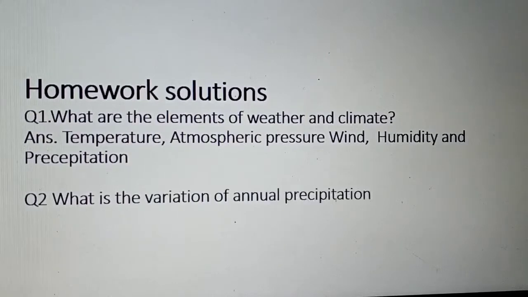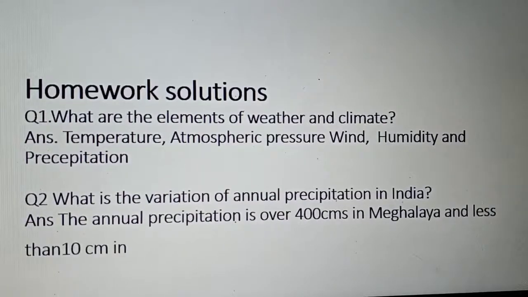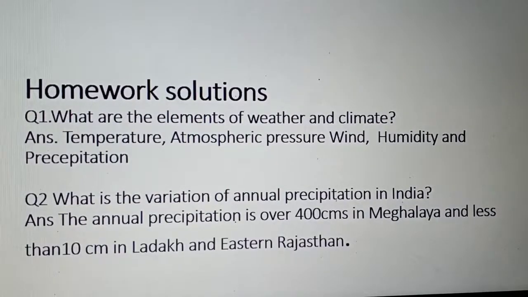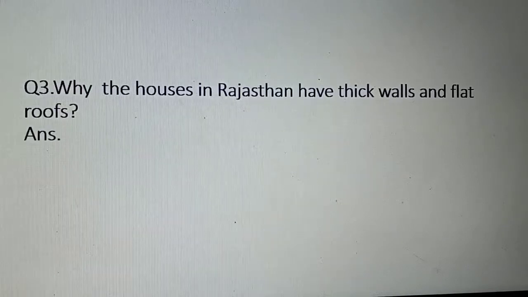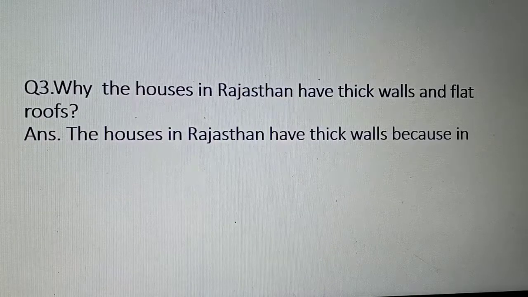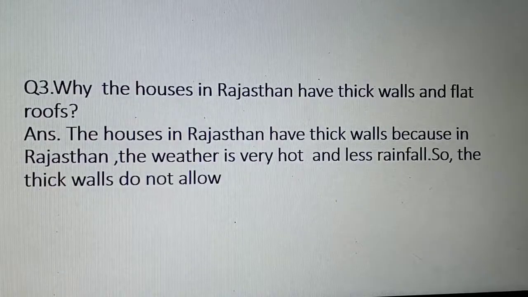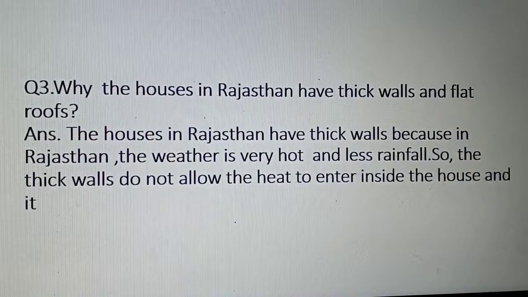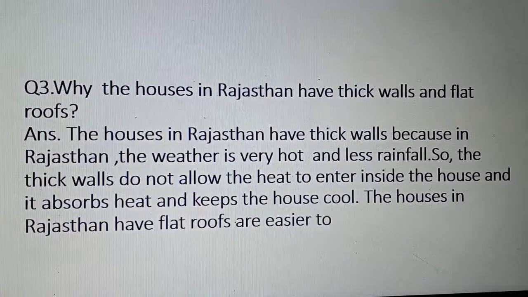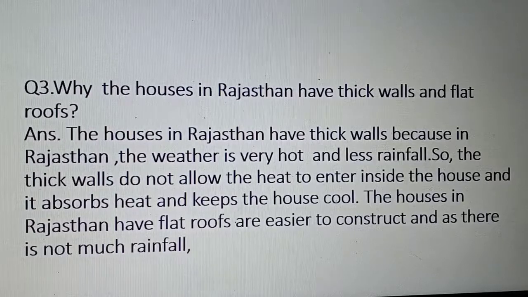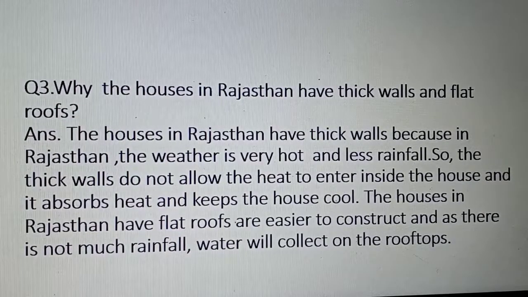Question number two: what is the variation of annual precipitation in India? The annual precipitation is over 400 centimeters in Meghalaya, and less than 10 centimeters in Ladakh and eastern Rajasthan. And why do the houses in Rajasthan have thick walls and flat roofs? Answer: the houses in Rajasthan have thick walls because the weather is very hot with less rainfall, so the thick walls do not allow the heat to enter inside the house, they absorb heat and keep the house cool. The flat roofs are easier to construct, and as there is not much rainfall, water will not collect on the rooftops. So the houses of Rajasthan have thick walls and flat roofs.